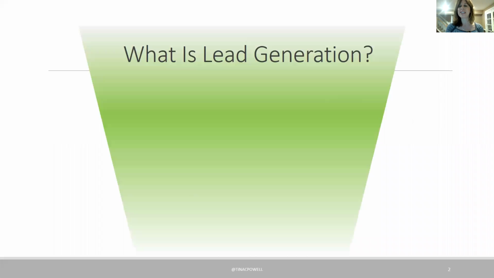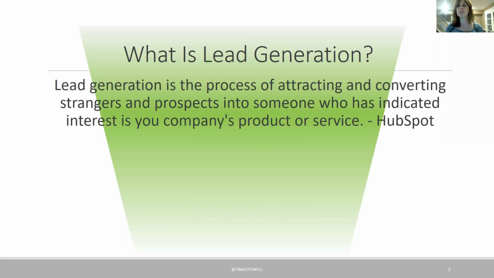So first of all, what is lead generation? There are two formal definitions that I like. The first comes from HubSpot. HubSpot defines lead generation as the process of attracting and converting strangers and prospects into someone that has indicated interest in you and your company's product or service. I'm paraphrasing a little bit here. HubSpot is in the business of lead generation. They sell to other businesses an entire system in order to do that.